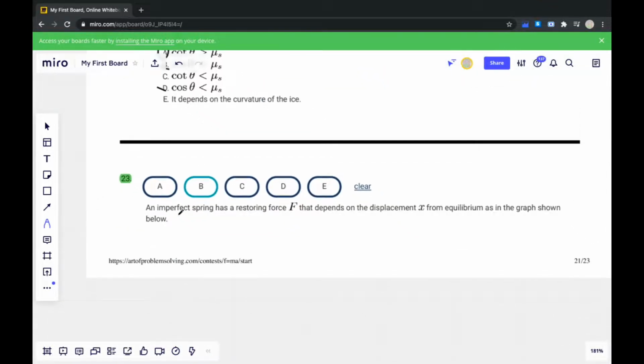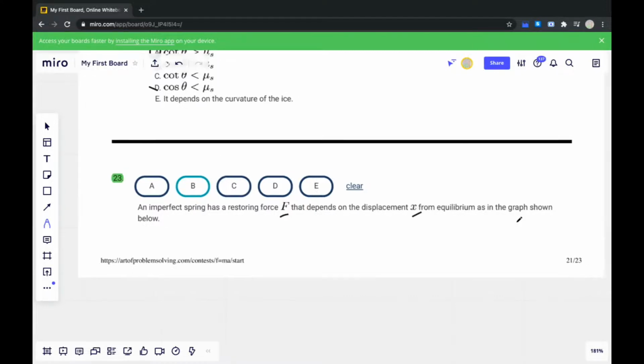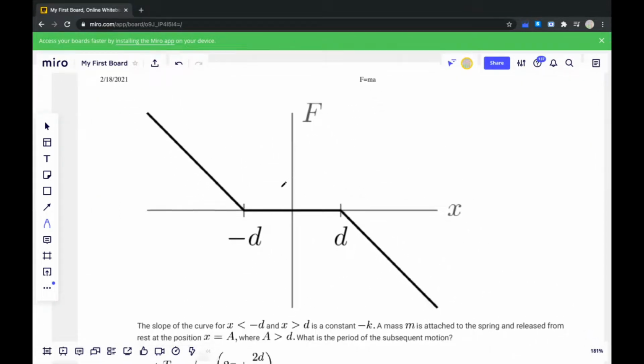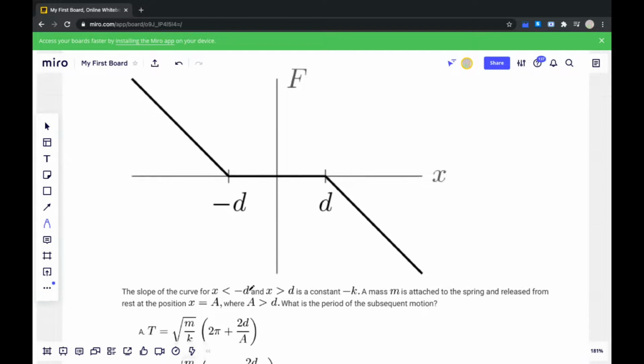For problem 23, we have an imperfect spring with a restoring force F that depends on the displacement x, and is shown as the graph over here, F versus x. We're given that the slope of the curve between this point right here and this right here is negative k, and this to this is also negative k. A mass is attached to the spring and released at position x equals a, so probably somewhere over here, a and negative a, and we want to find the period of the subsequent motion.